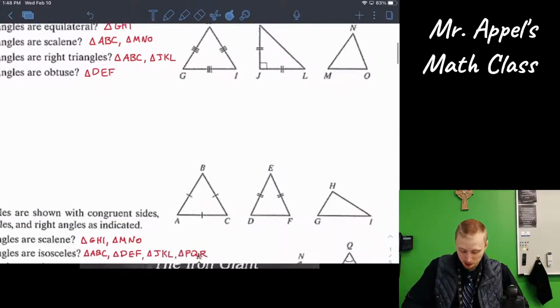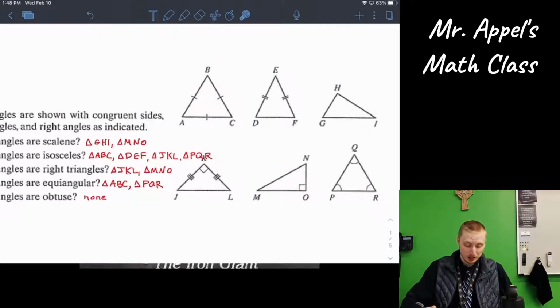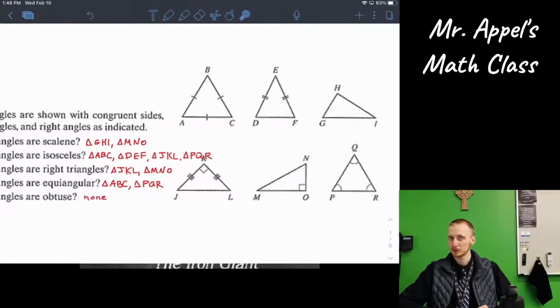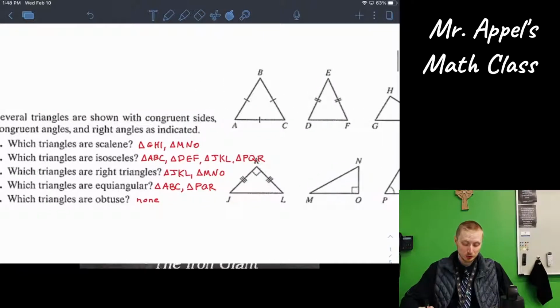Second batch, very much like the first. Here are the scalene, isosceles, right, equiangular, and obtuse. All the equiangulars are also equilateral and vice versa, so both of those get thrown on that list. But there are no obtuse triangles here. They did ask for which triangles, so yes, you need all of them.